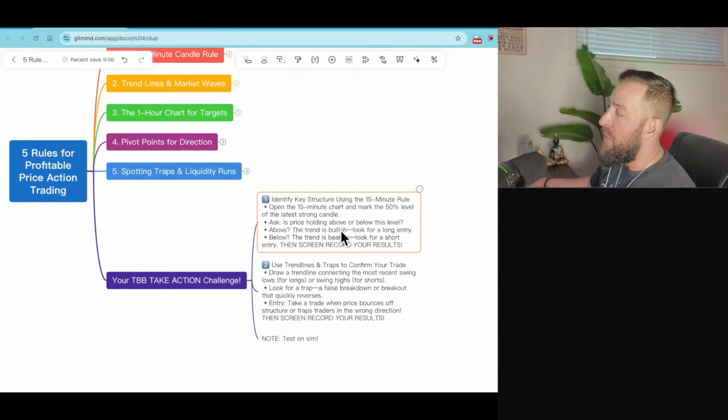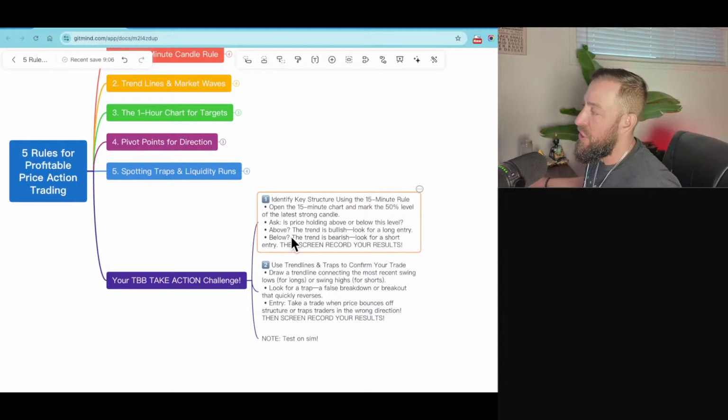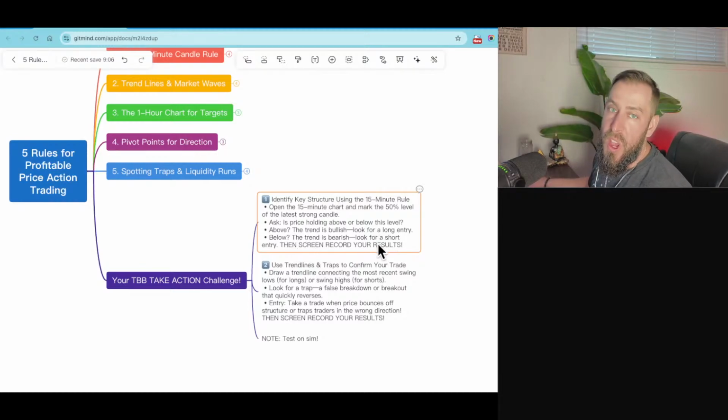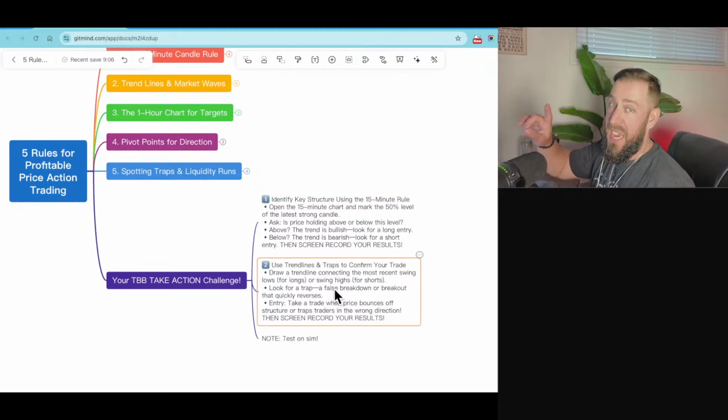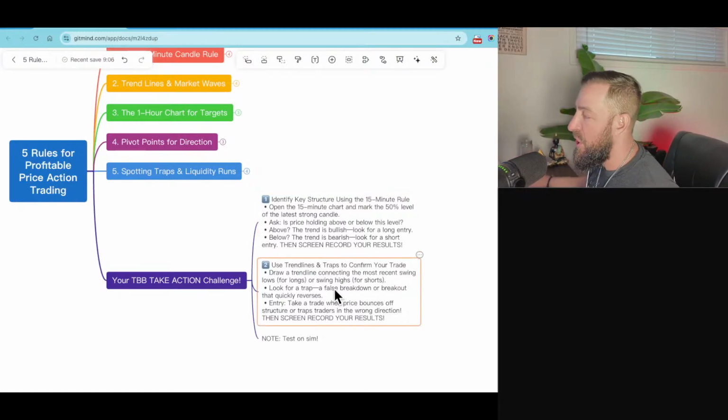If it's holding above, the trend is bullish, so look for a long entry. And if it's holding below, then the trend is bearish, so look for a short entry. Then screen record your results and share them with our community on this channel. You get it? Got it? Good. Challenge number 2. Use trend lines and traps to confirm your trade.